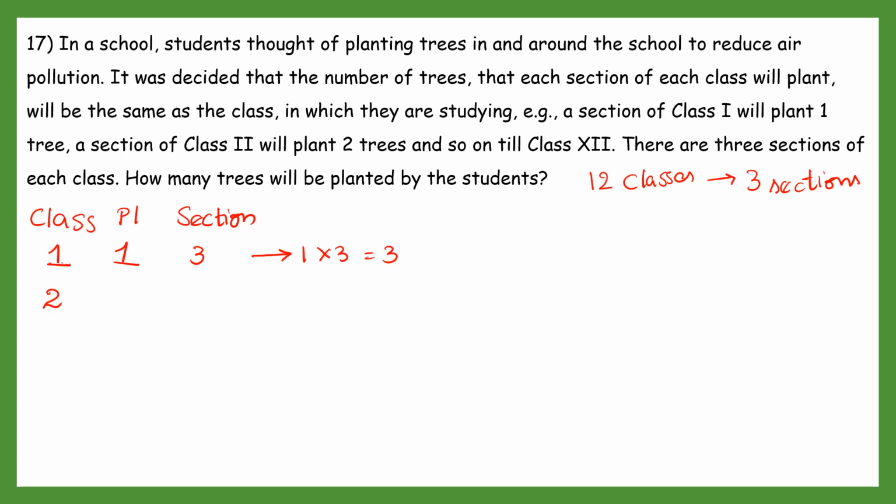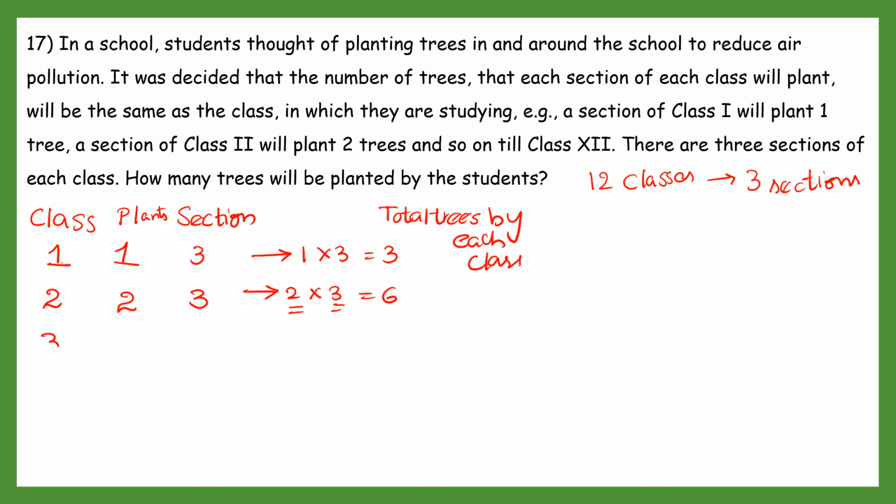If the class is 2, each section will plant 2 plants. How many sections are there in the second class? 3 sections. In every class there will be 3 sections. So the number of trees will be 2 into 3. There are 3 sections, and each section will plant 2 trees. So 2 into 3 is 6. This is the total number of trees by each class.